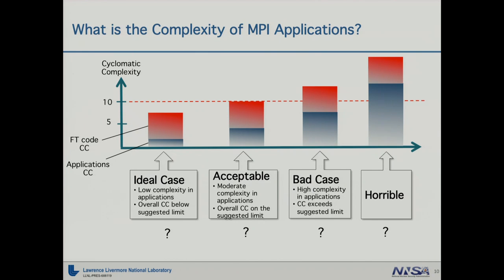So we wanted to see, taking a large number of MPI applications, what is the cyclomatic complexity of these applications, and whether we are in any of these cases. The ideal case would be where cyclomatic complexity for MPI applications is small, and then when we add fault tolerance, we are still below 10, which is the recommended value. Or we are in the acceptable case, where we are kind of on the border. These two are the bad cases and the horrible cases, right?